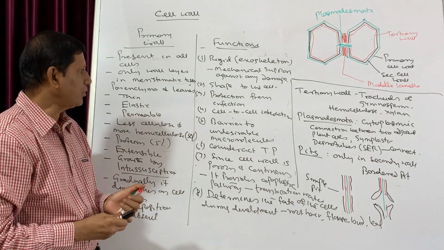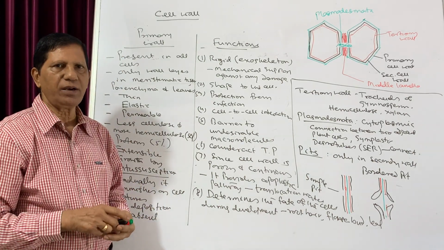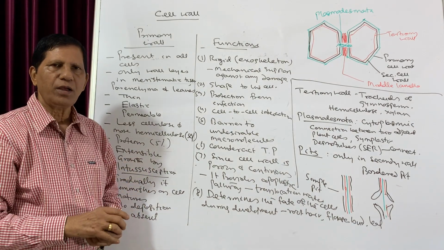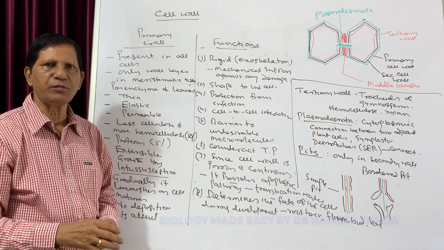So this is about the different aspects of the cell wall, the chemical structure, the physical structure and the functions. I hope now you have a very clear understanding about the cell wall.